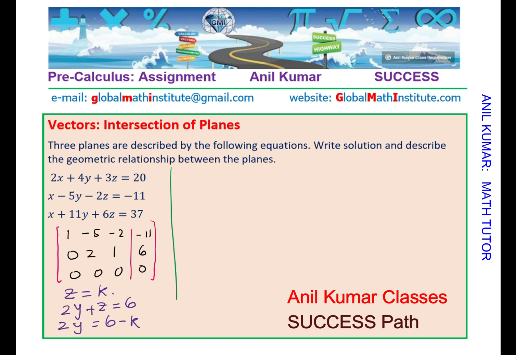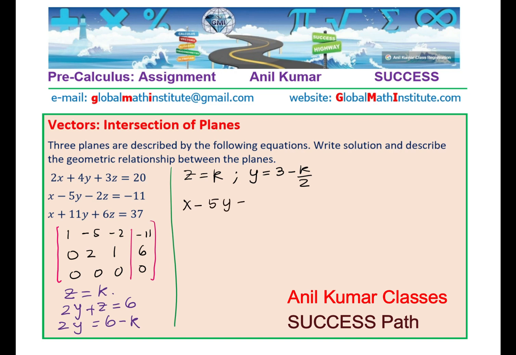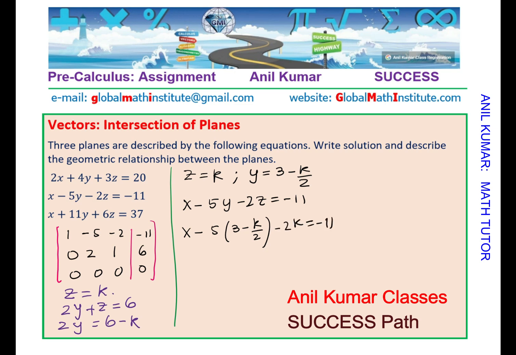So okay, let me rewrite. So we have z equals to k, and we also have, let's write y equals to 6 divided by 2, which is 3 minus k by 2. Makes sense? Let's look into the first equation, which is x minus 5y minus 2z equals to minus 11. Substituting, we get x minus 5 times (3 minus k by 2), correct? And 2k equals to minus 11. So x is what?